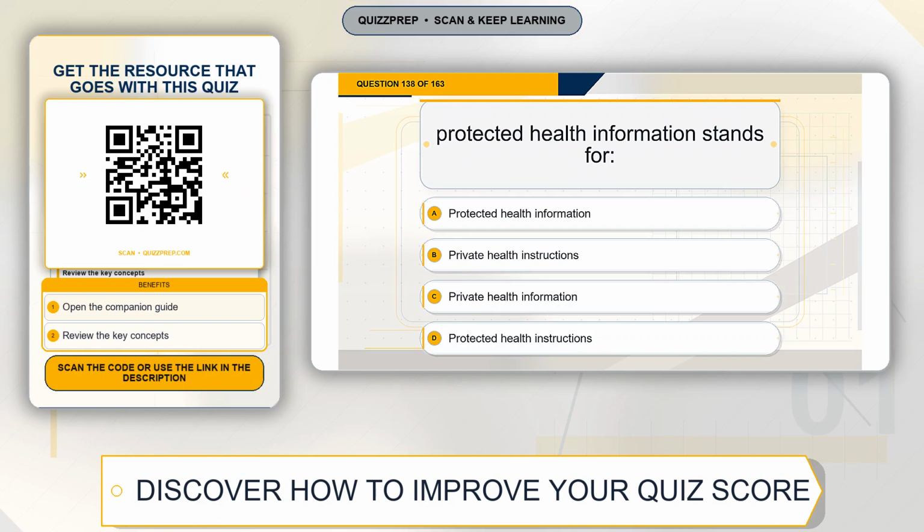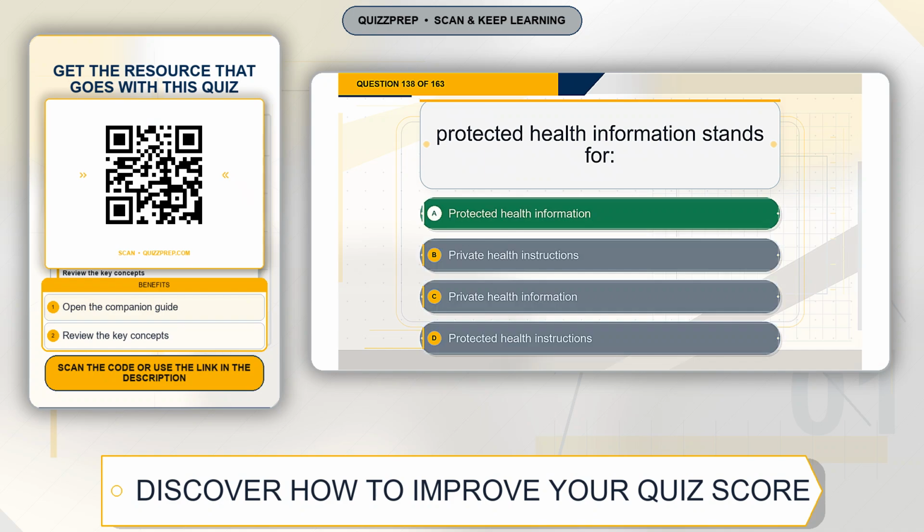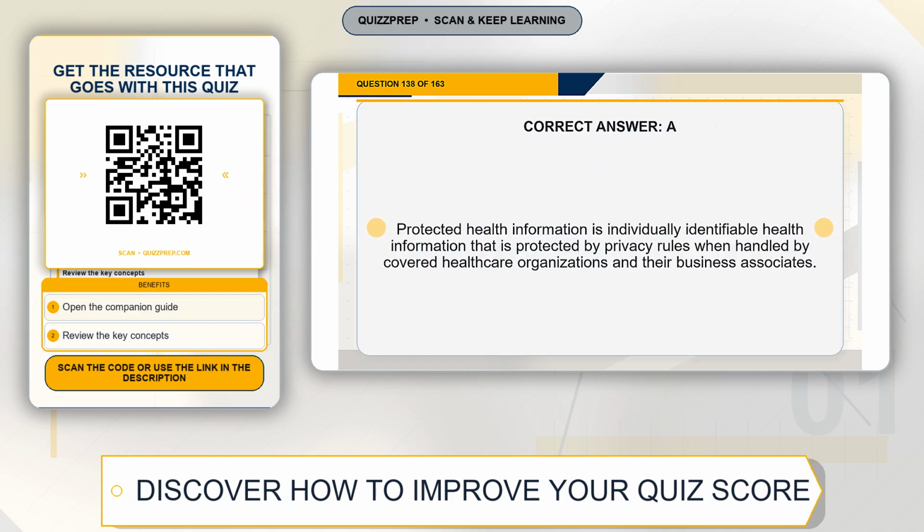Question 138. PHI stands for option A, protected health information, option B, private health instructions, option C, private health information, option D, protected health instructions. The correct answer is option A, protected health information. Explanation. Protected health information is individually identifiable health information that is protected by privacy rules when handled by covered healthcare organizations and their business associates.